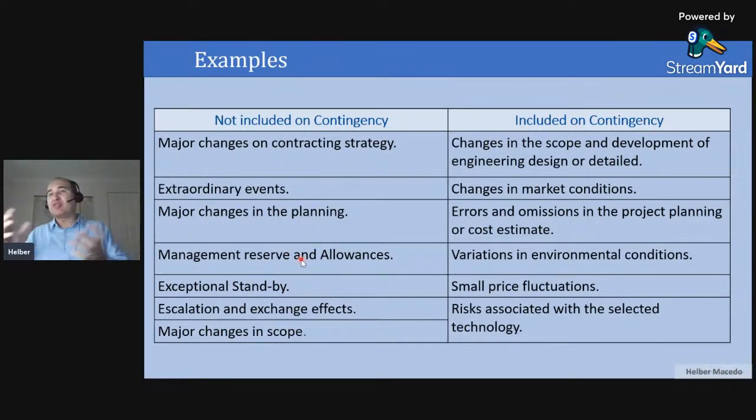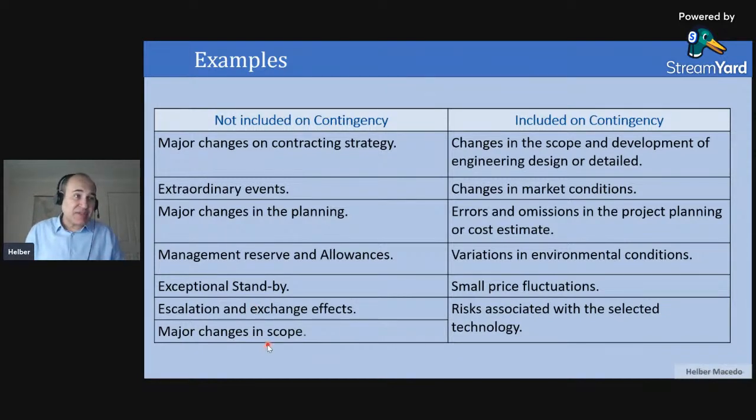Contingency is not allowance and management reserve. We will discuss these topics today, and you will see that they are different. For example, contingency will not cover escalation. Escalation is a different thing that you use to cover your project for inflation and change in the engineering. Escalation is something that you apply to your material cost or your labor cost as well: how much your cost will be in the future, or if you are using a reference from the past, to bring it to the present.